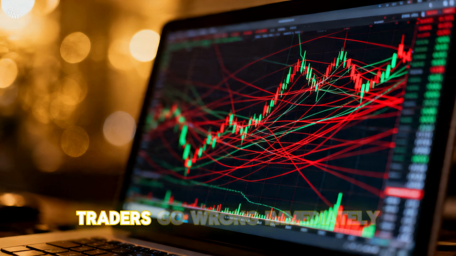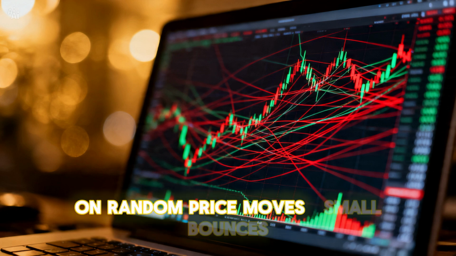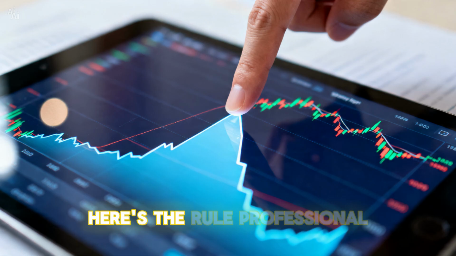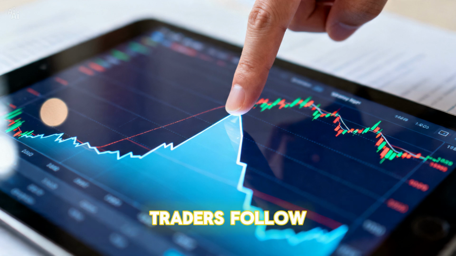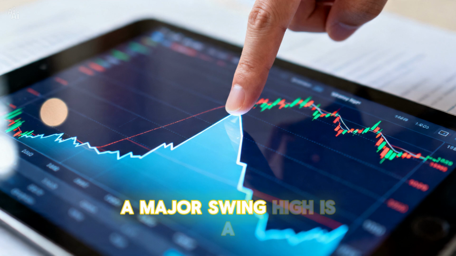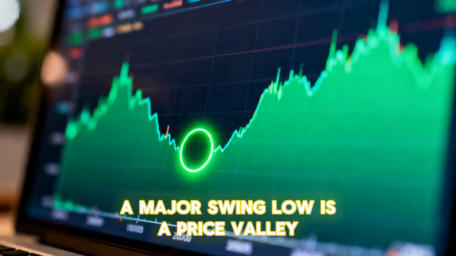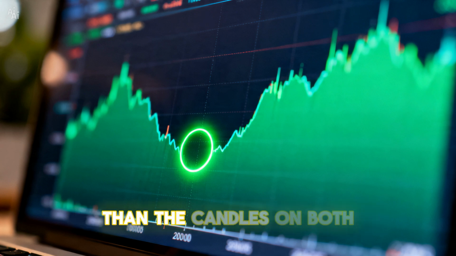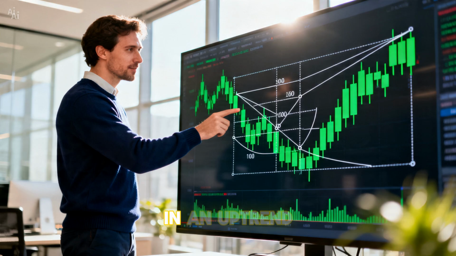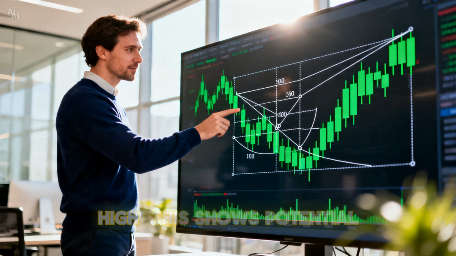This is where most traders go wrong immediately. They draw Fibonacci on random price moves, small bounces, minor pullbacks, insignificant swings. Here's the rule professional traders follow. Only draw Fibonacci on major swing points. A major swing high is a price peak clearly visible. A major swing low is a price valley that is clearly visible, lower than the candles on both sides, representing a significant turning point. In an uptrend, draw Fibonacci from the major swing low to the major swing high.